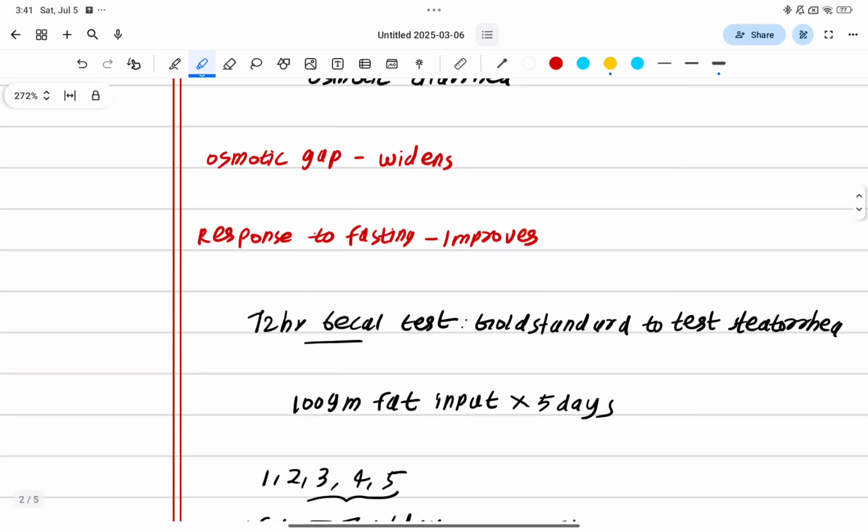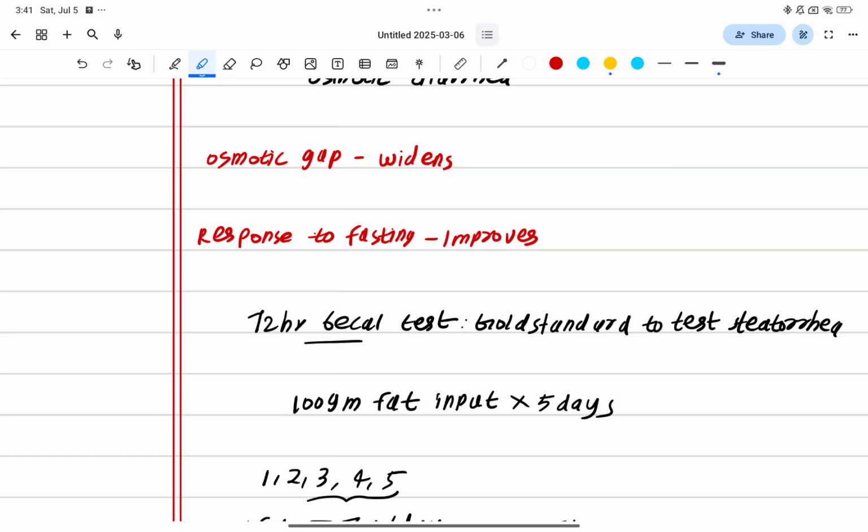Now, a characteristic feature of osmotic diarrhea is that when we keep the patient fasting, he will improve subsequently. So there is a response to fasting. Why? Because on fasting nothing is being absorbed, no fat is being taken. So fat is not present in the large intestine, the stool will be normal, and that means there will be improvement.